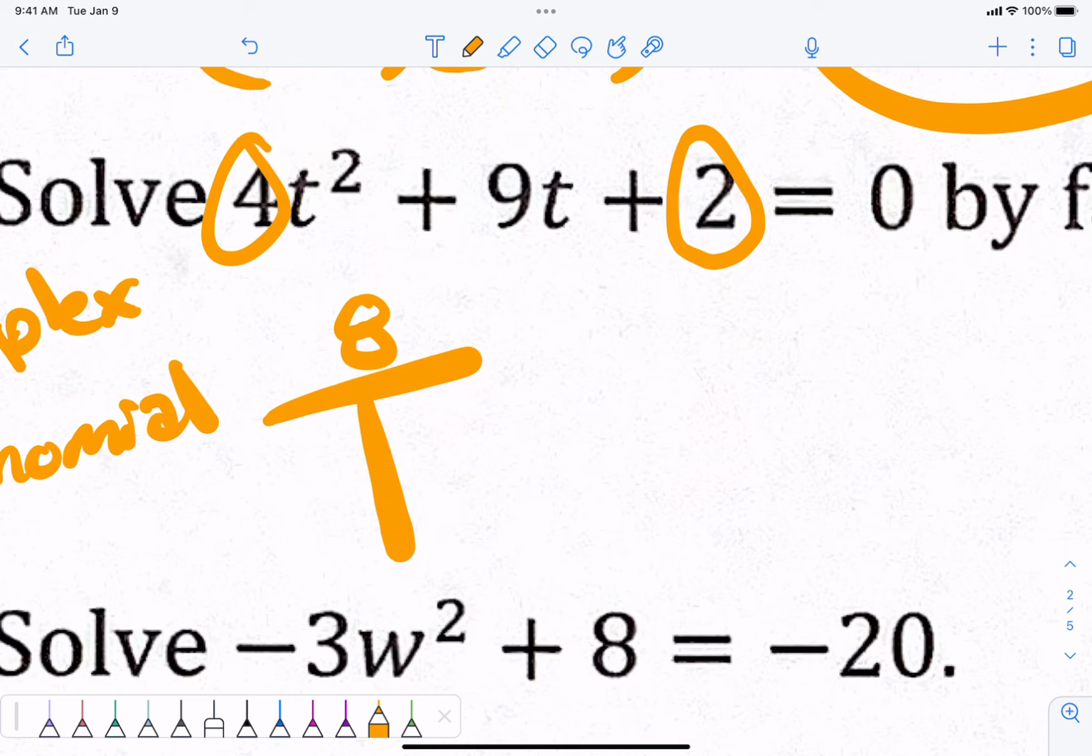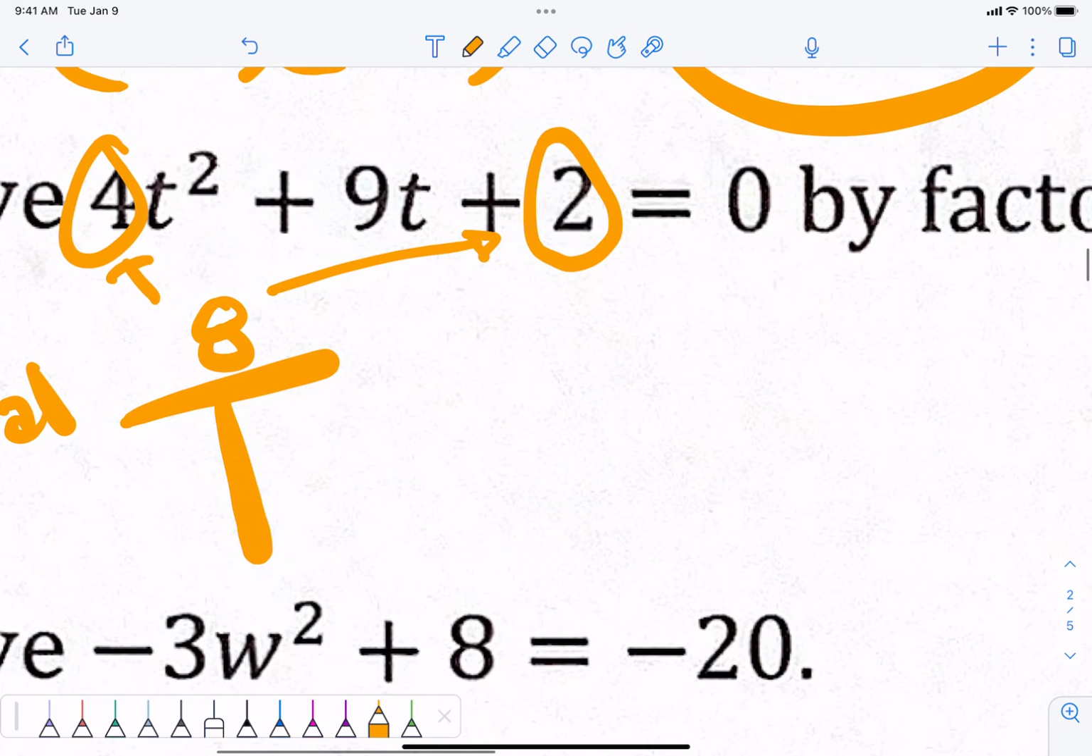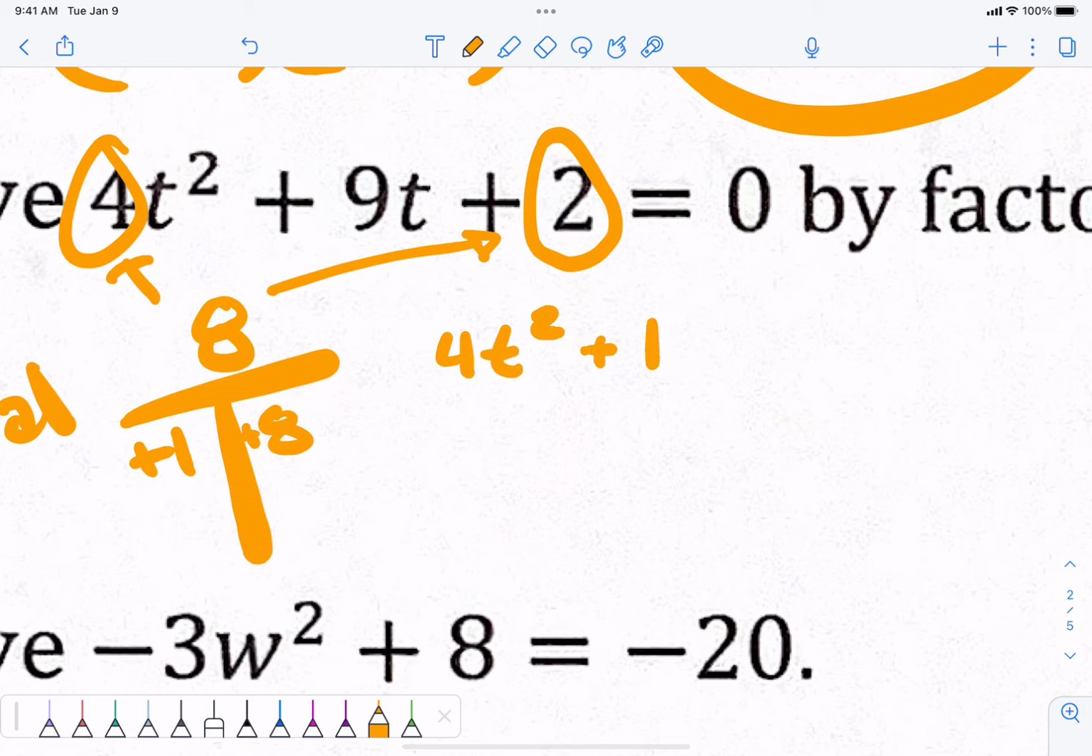1 and 9? 8 and negative 1? No, 8 and 1. Positive 1, positive 8. Right. Okay, so 4t squared plus 1t plus 8t plus 2.